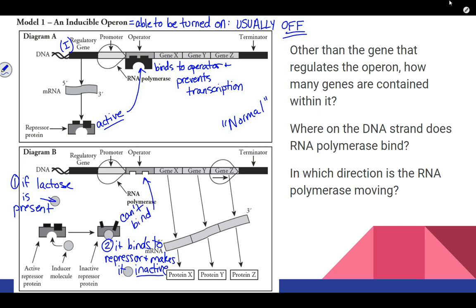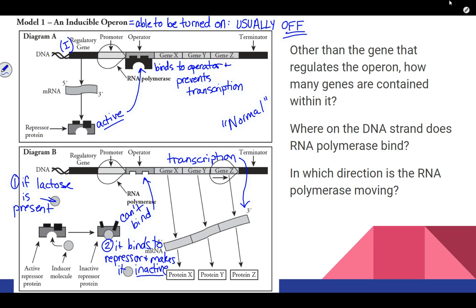It doesn't fit up there anymore. So there's nothing in the way. So now RNA polymerase can transcribe and translate. So transcription occurs and translation happens. And you make these enzymes, these proteins, X, Y, and Z.